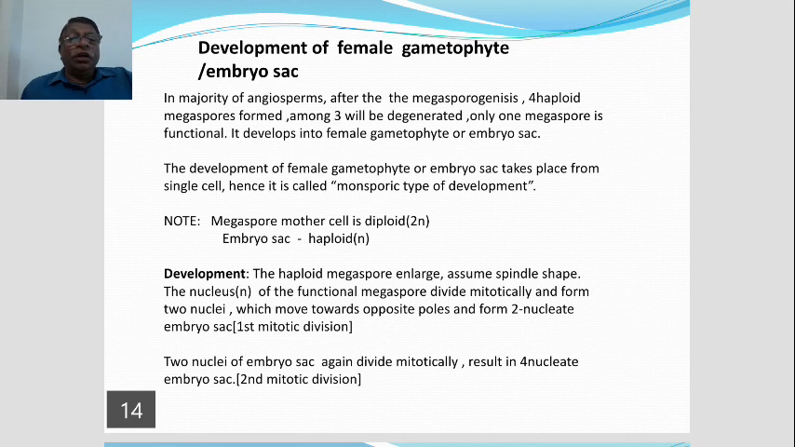Next, the 2 nuclei of embryo sac again divide mitotically, resulting in 4 nucleate embryo sac. This is the second mitotic division. Refer the diagram. First diagram is 2 nucleate embryo sac. Second is 4 nucleate embryo sac. Okay.